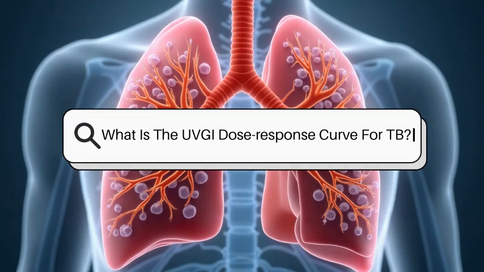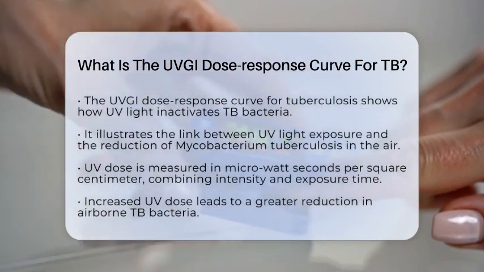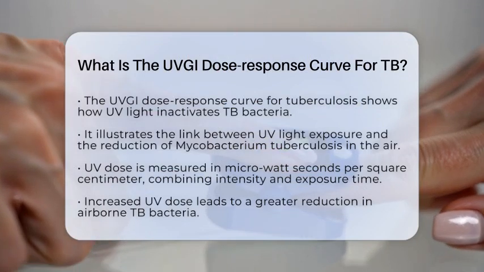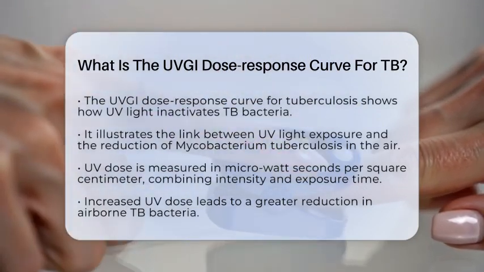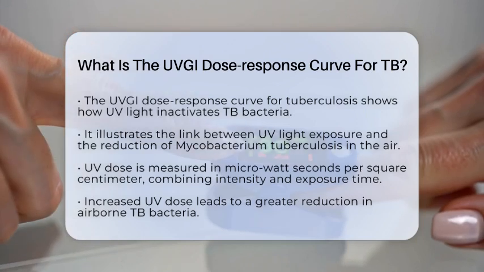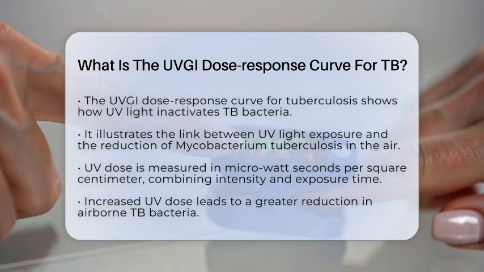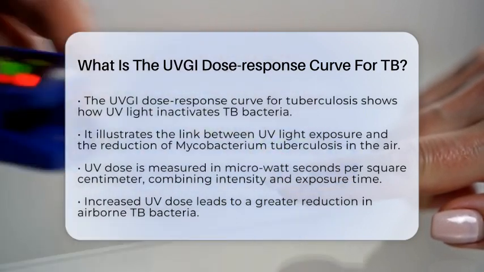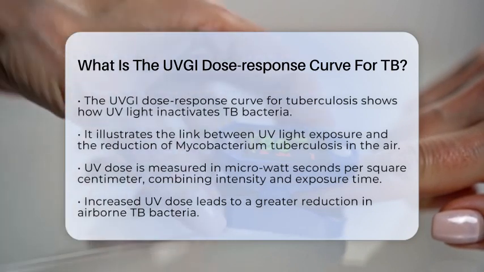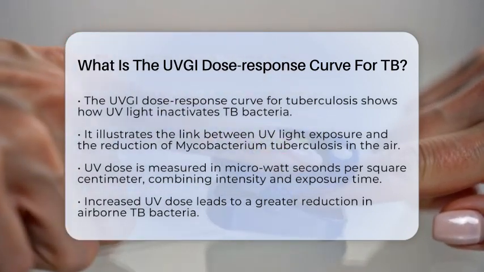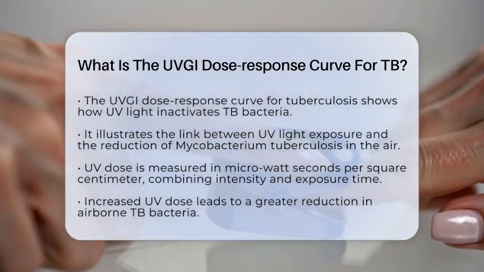What is the UVGI dose response curve for TB? The ultraviolet germicidal irradiation dose response curve for tuberculosis describes how effectively ultraviolet light can inactivate the bacteria that cause tuberculosis. This curve illustrates the relationship between the amount of UV light exposure and the reduction of Mycobacterium tuberculosis in the air. The UV dose is measured in microjoules per square centimeter, which combines the intensity of the UV light with the time it is applied.